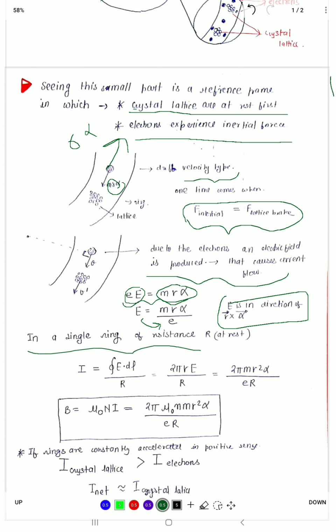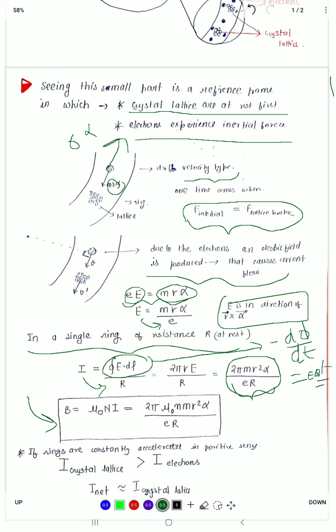Now in a single ring of resistance R at rest, the current is given by the EMF, minus d phi by dt, equal to the EMF generated, so 2 pi r E by R. Here we get the value of current in one ring in terms of the angular acceleration, radius, and charge of the electron. For the magnetic field B, it is just like a solenoid, mu naught n i, and since n is the number of turns, we convert into the ring concept. Here you get 2 pi mu naught n m r square alpha by e R.